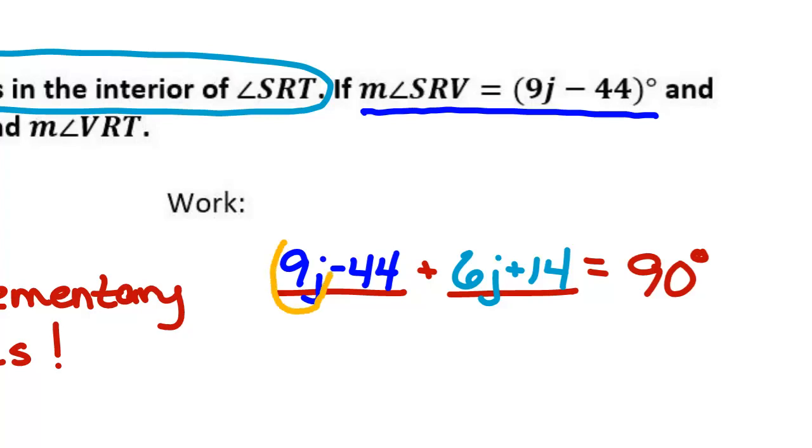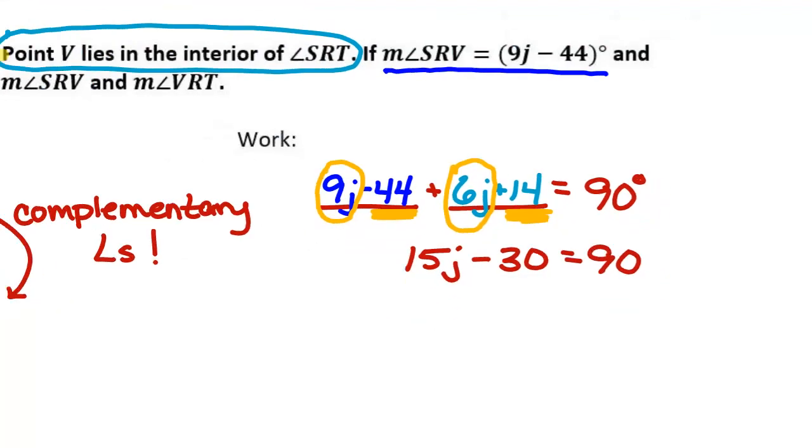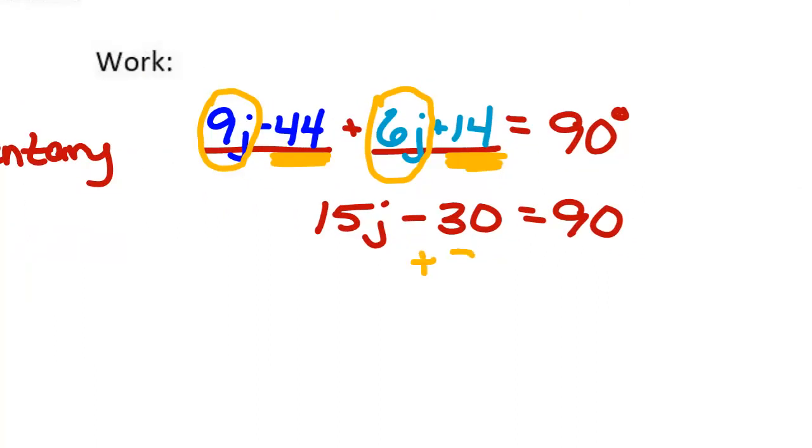We're going to put our J's together. What is 9J plus 6J? 15J. And then combine my two other like terms. I have a negative 44 and a positive 14. Negative 30, so minus 30 equals 90. We're going to plus 30 to both sides.